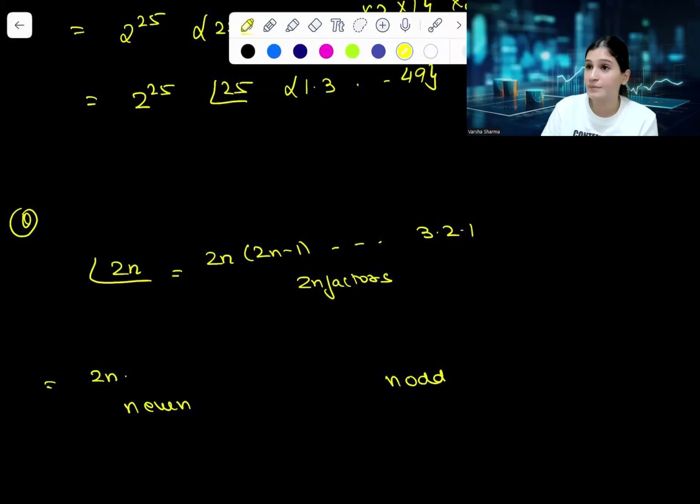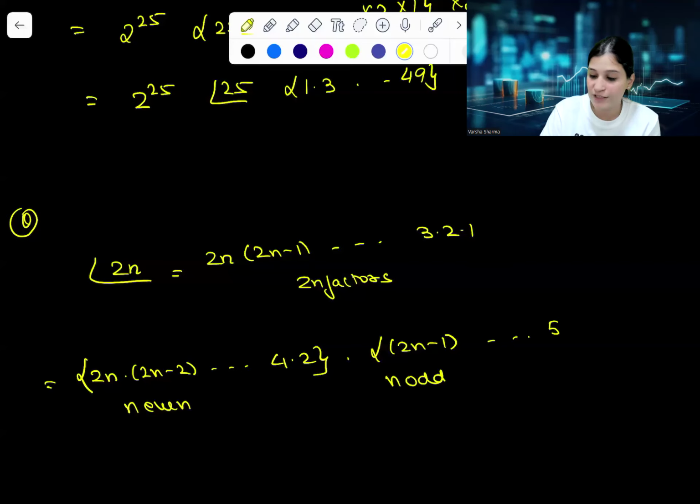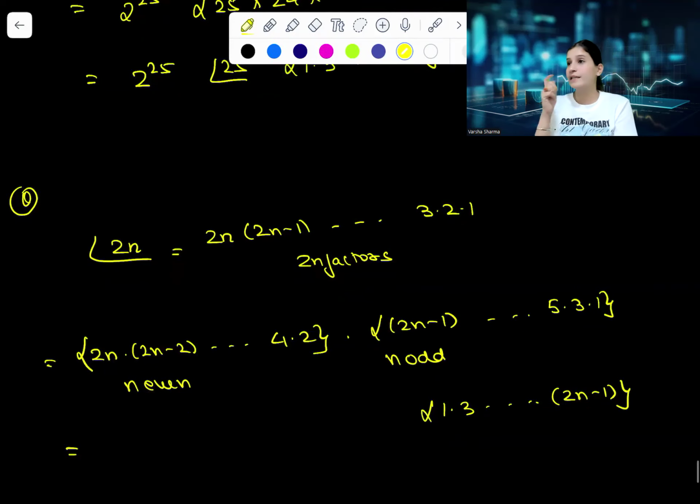So in even, twice n will come first. The next even number will be twice n minus 2. The last will be 4 and 2. When I'm writing odd, it is twice n minus 1, ending up with 5, 3, 1. So I'm just writing in this order. In even, from every number, a 2 will come outside. So there are n even numbers.